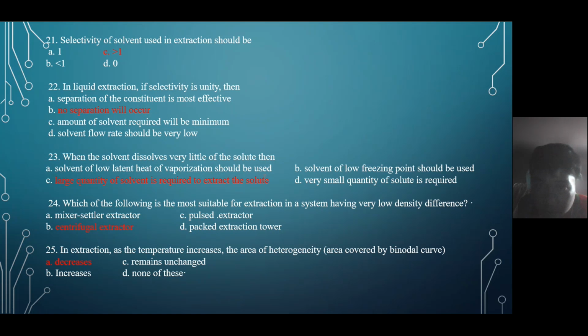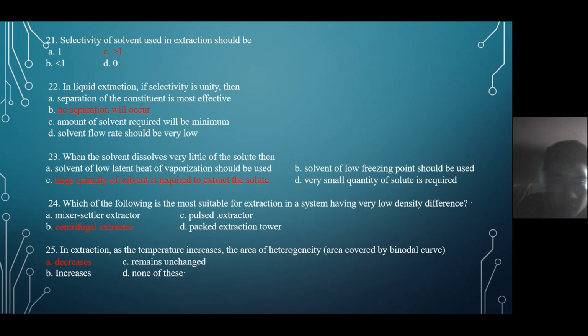So it is obvious that we need a larger amount of solvent. So C would be the correct answer, which is large quantity of solvent is required to extract the solute. Number 24. Which of the following is most suitable for extraction in a system having very low density differences?